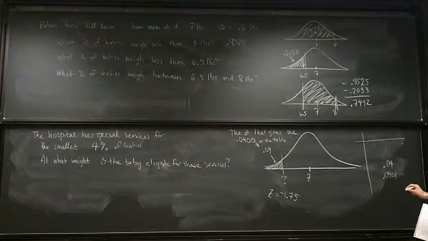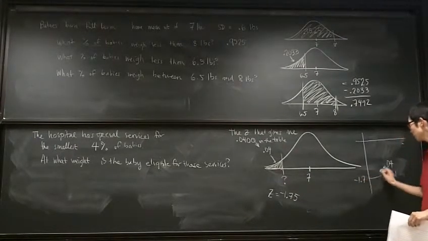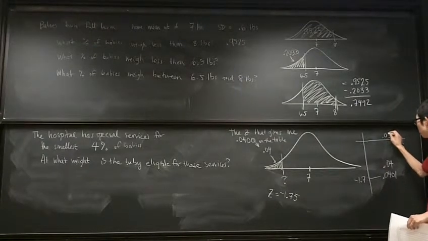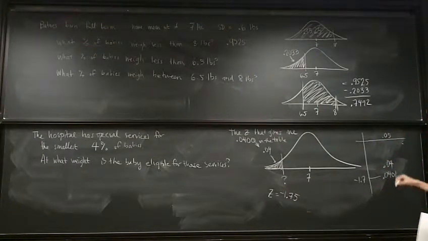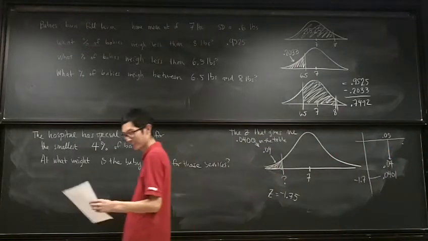Now what is the z-score that gives me 0.0401? Negative 1.75. It's in the row negative 1.7 and the column 0.05. So I choose negative 1.75. You just have to look. That's what I'm trying to tell you.